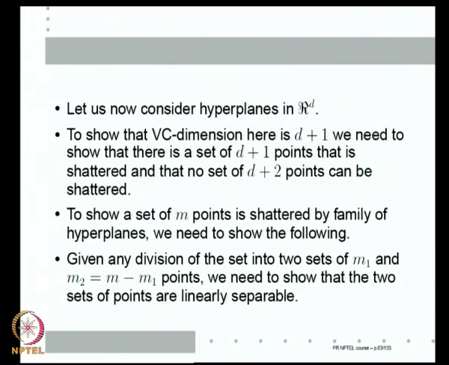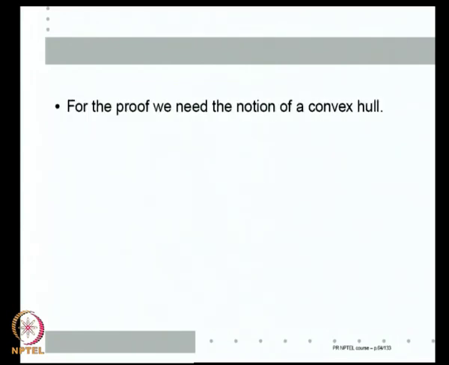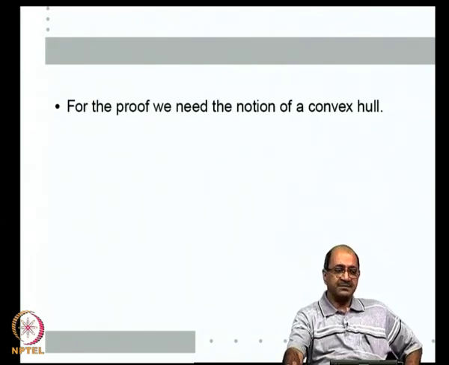So, to show this, we have to first understand the geometry of linear separability. How can we say whether two given sets of points are linearly separable or not? To understand this geometry in the way that we need, here is an important concept. We need the concept of what is called a convex hull. I do not know how many of you know what a convex hull is.